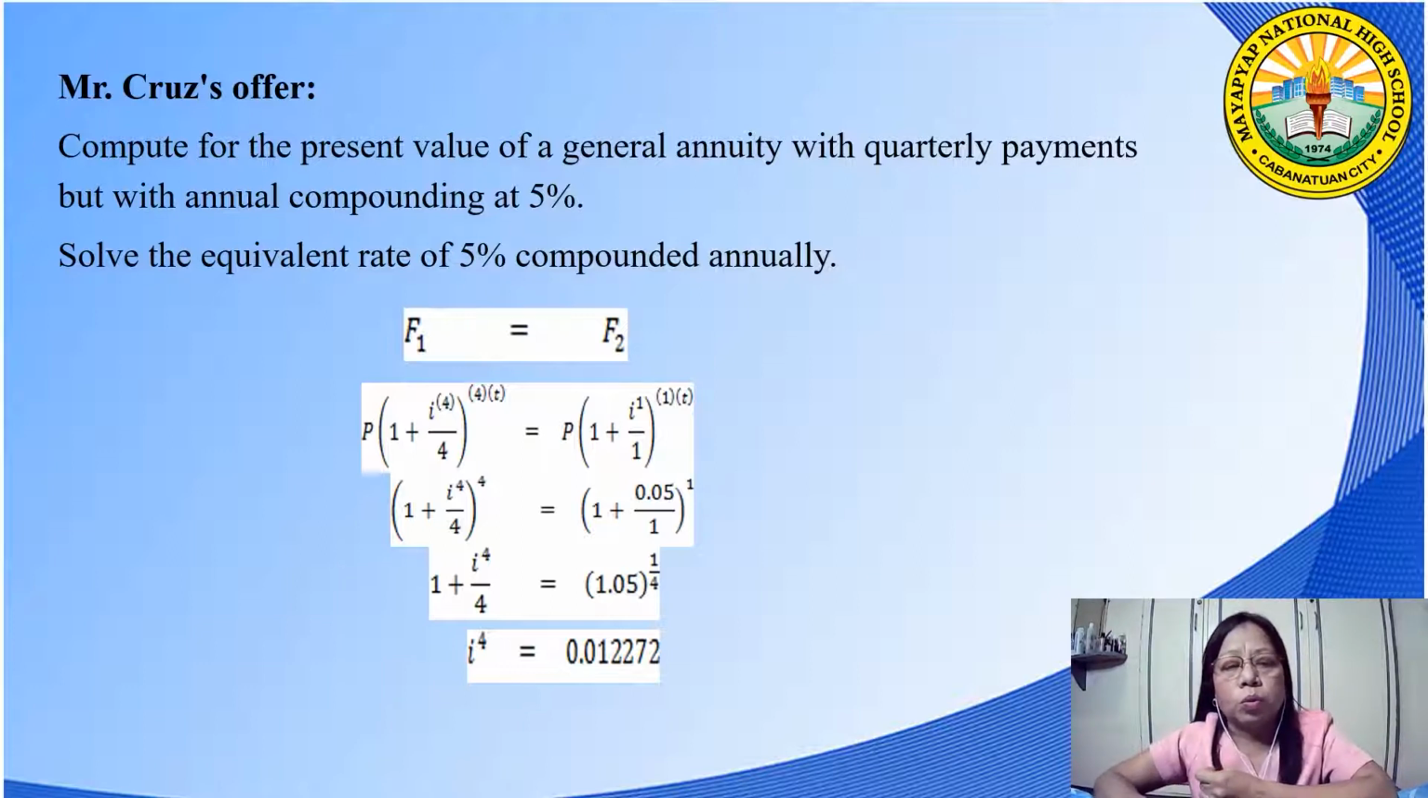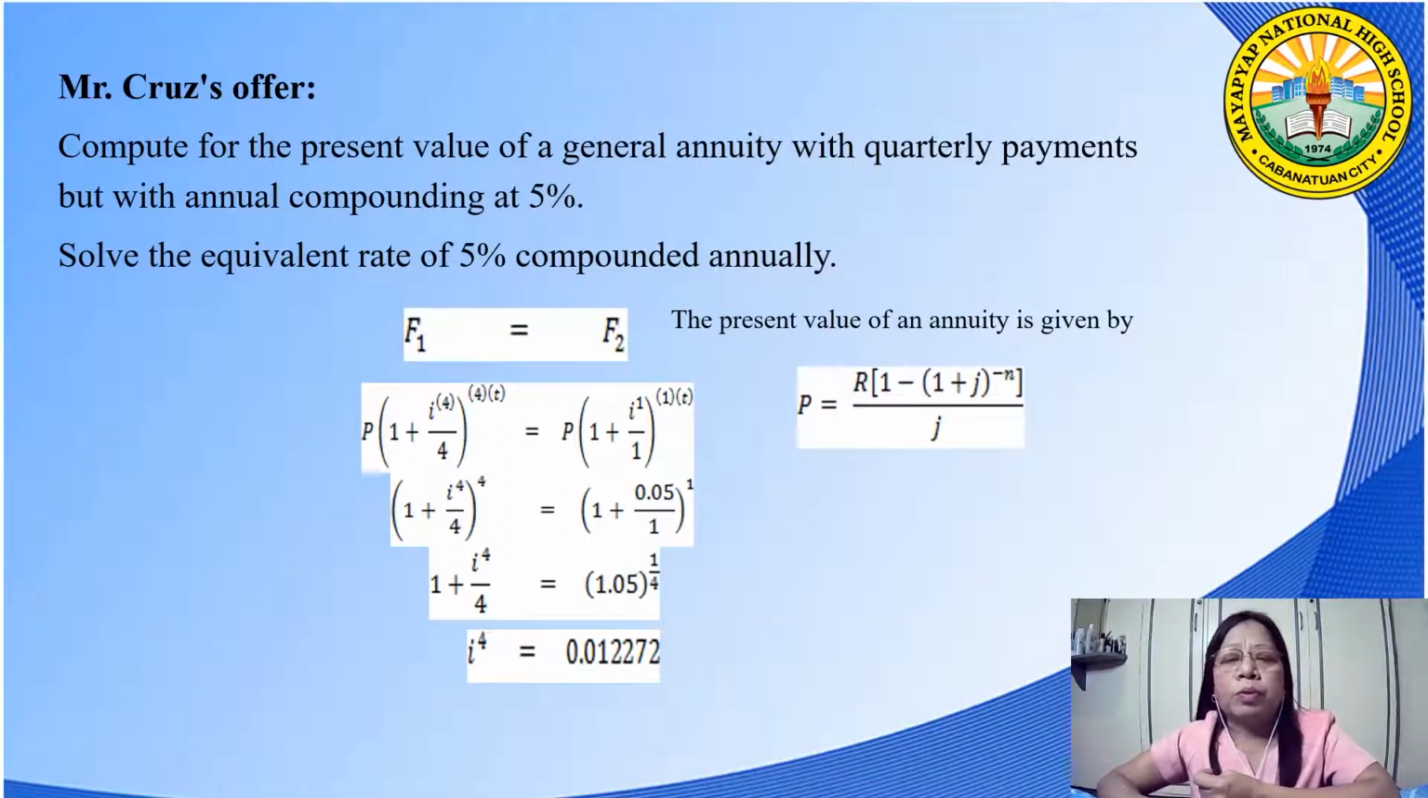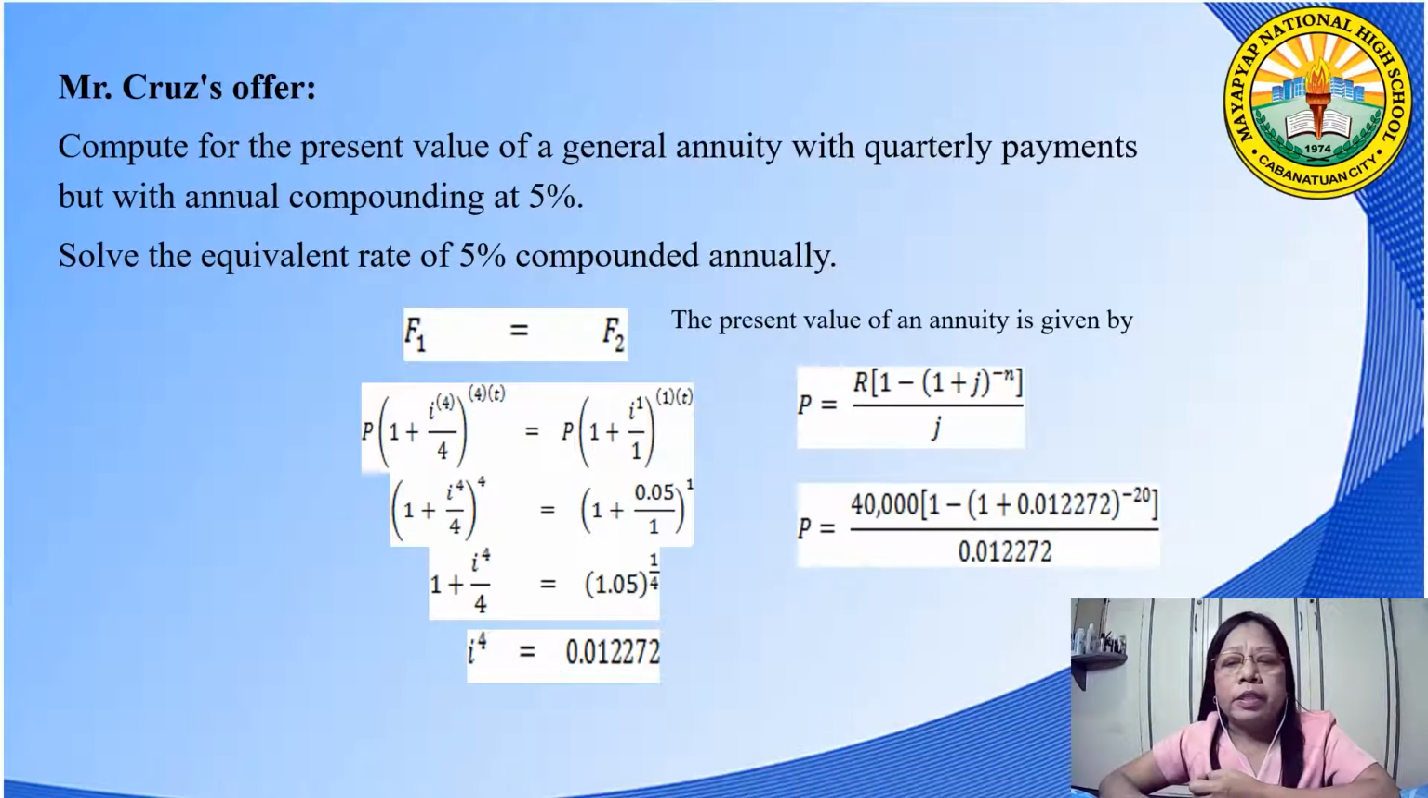0.012272. And to get the present value of an annuity, it is given by the formula P equals R times 1 minus quantity 1 plus J raised to negative N all over J. Then substitute all the given values, wherein your regular quarterly payment is 40,000, so you replace it in the formula for R, then the computed J, then the value of N. So therefore the present value of annuity is equal to 705,574.68.